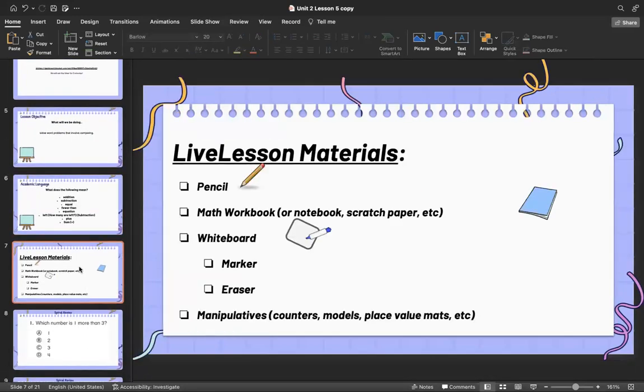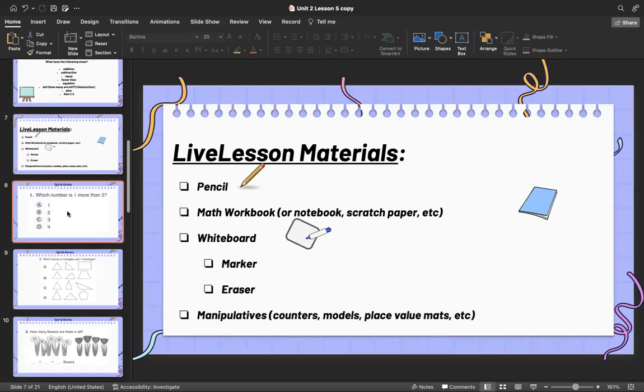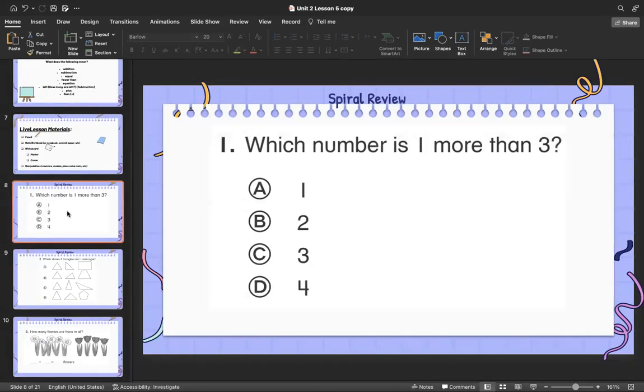Live lesson in your materials, you want to make sure you have what you need. So if you're using whiteboard, awesome. If you're going to use manipulatives, wonderful. If you want to decide to use a notebook or scratch paper or whatnot, go and get those now. Pause the recording and go get them. So our spiral review, the spiral reviews are checking to see understanding. So you want to go through these with your learning coach. Pause me and go through all of these.